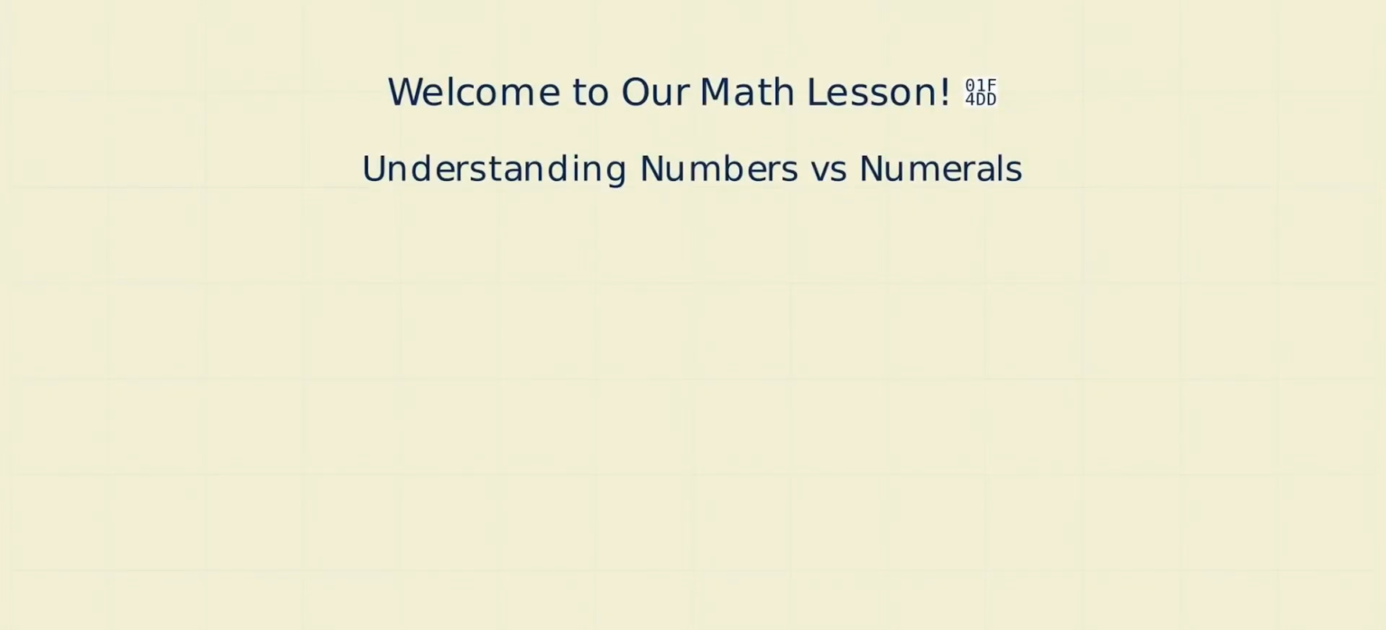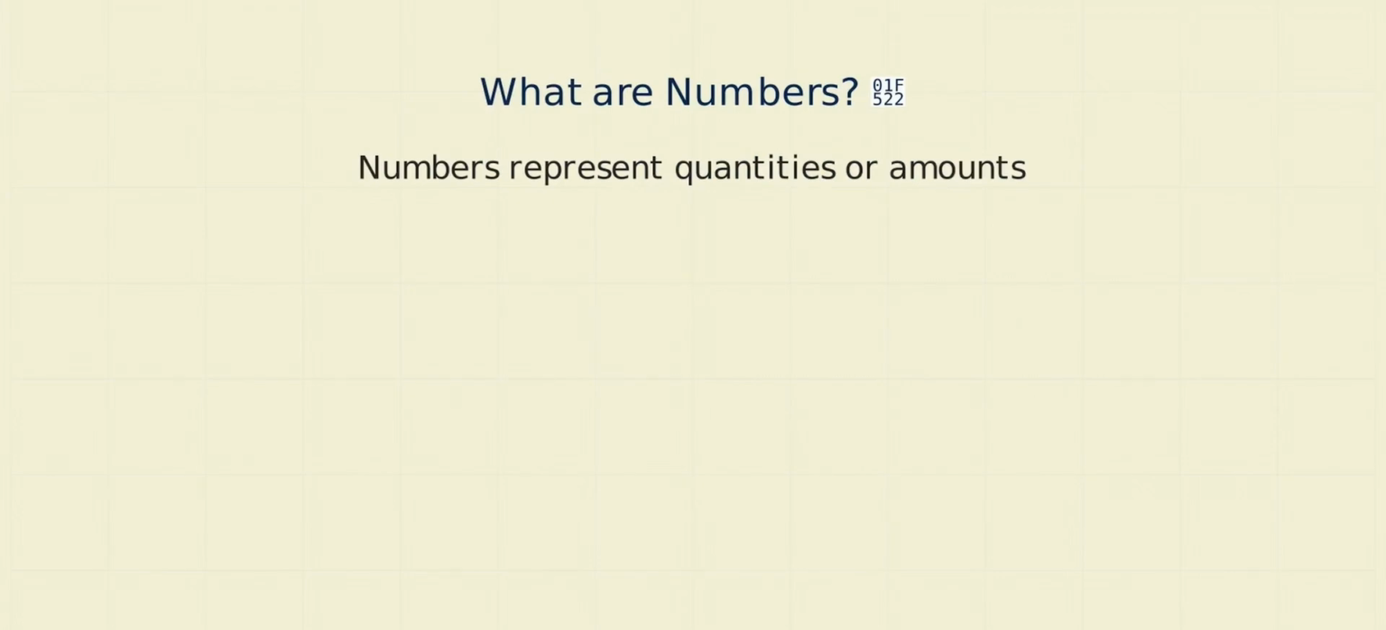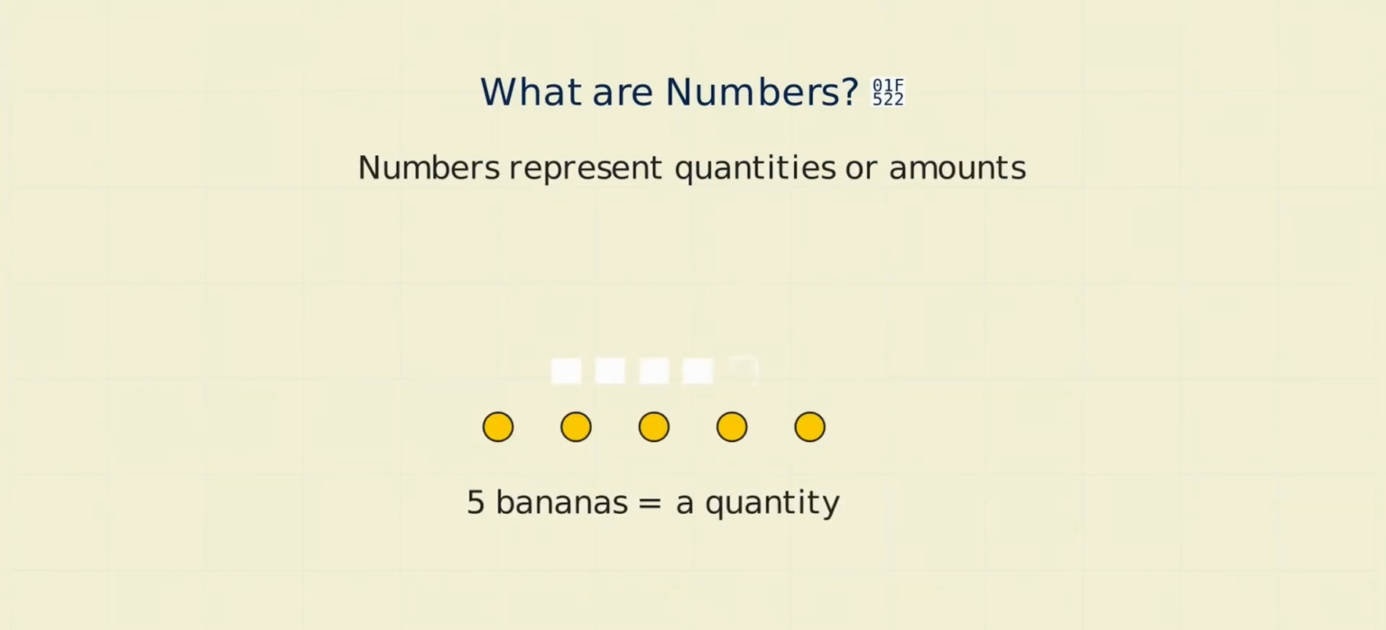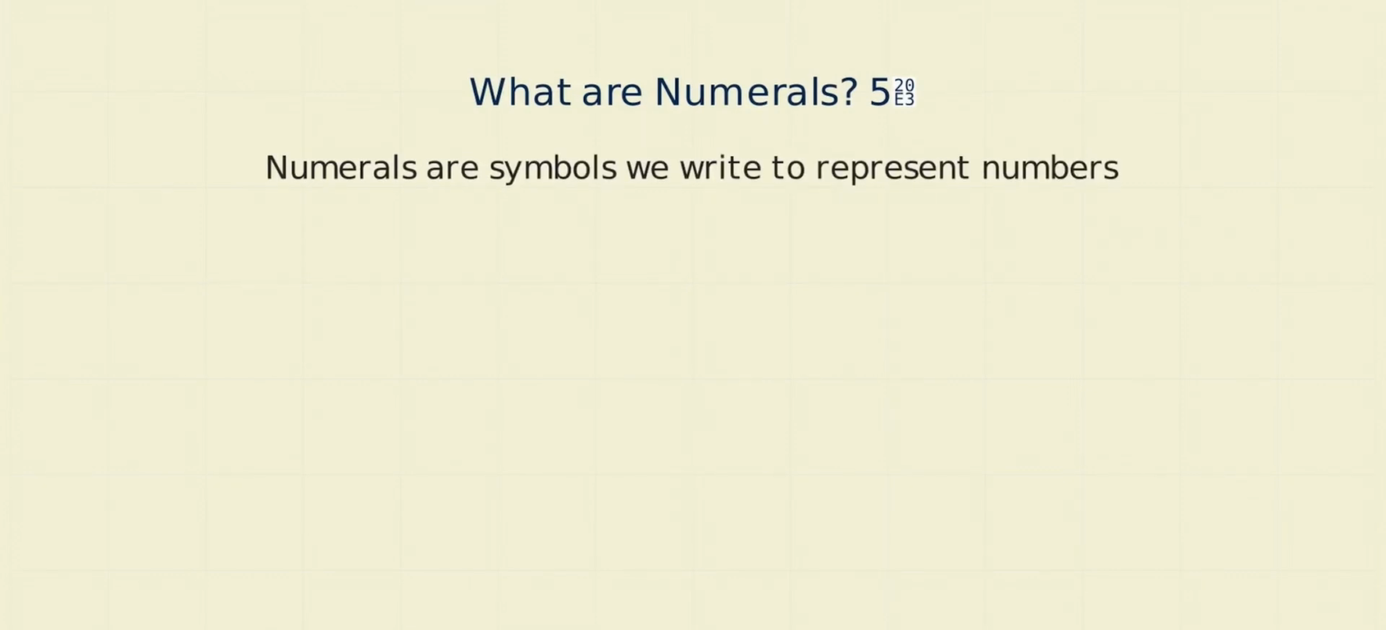Our math lesson. Today we're going to learn about the difference between numbers and numerals. Numbers represent quantities or how many of something we have. For example, if we have 5 bananas, the number 5 represents the quantity of bananas we have. Numerals, on the other hand, are the symbols we write down to represent numbers. For example, the symbol 5 is a numeral. It's what we write to represent the quantity of 5 things.